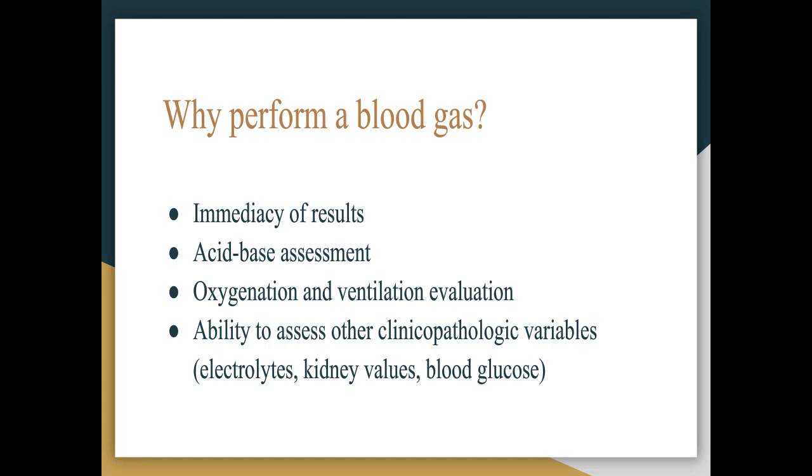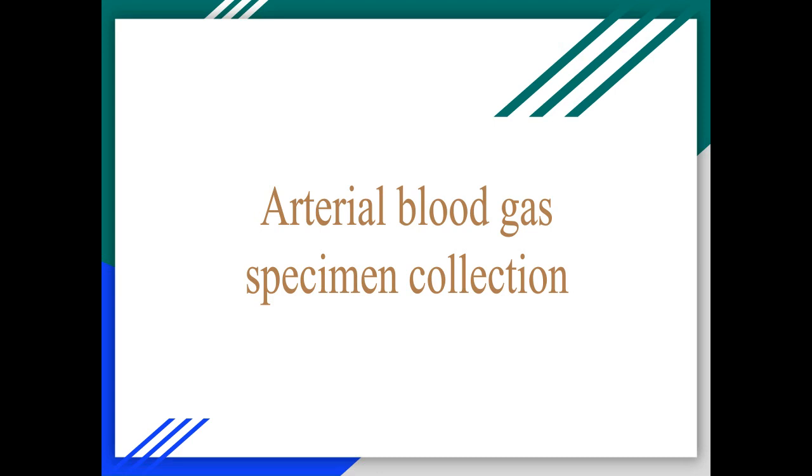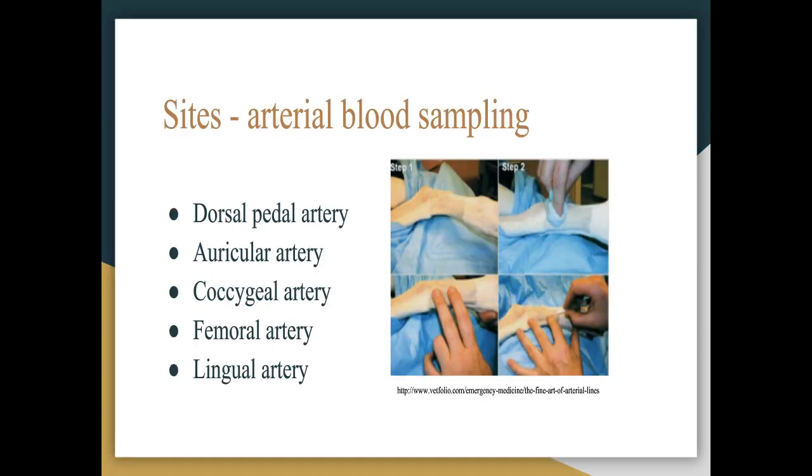Our first focus is going to be on arterial blood gas specimen collection in dogs and cats. There are a number of sites available for arterial blood sampling. Sites include the dorsal pedal artery, which is probably the most common location in conscious dogs and cats, the auricular artery, the coccygeal artery, which is more commonly performed in anesthetized cats, and then less commonly performed areas include the femoral artery and the lingual artery, the latter of which you would expect those animals need to be heavily sedated.